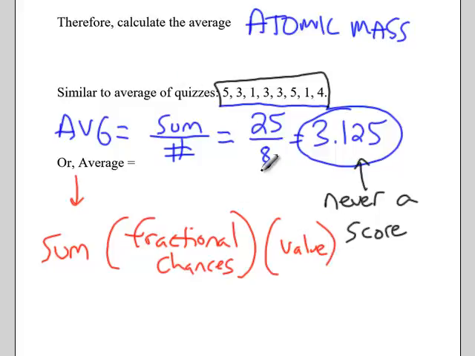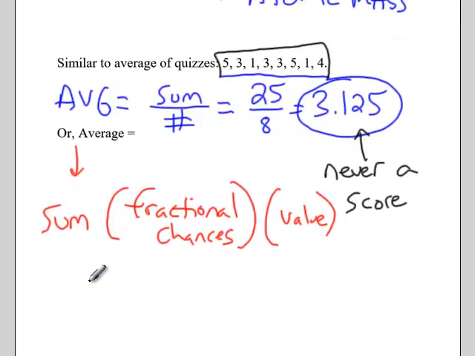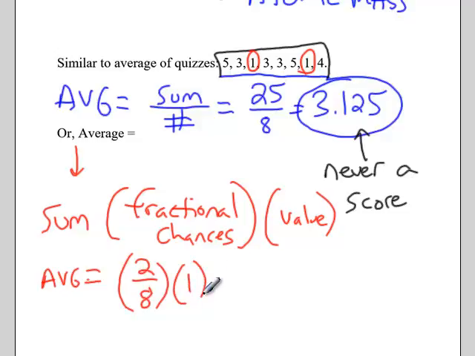So again, it's a lot easier to see when we go back to the quiz example. Taking 8 quizzes, what are the odds that the next quiz will be a score of, let's say, a 1? Well, if the first 8 scores predict what you're going to get on the 9th score, how many times did you actually get a 1? You got a score of 1 twice. So the fractional chance is 2 times out of 8 you'll get a score or a value of 1.